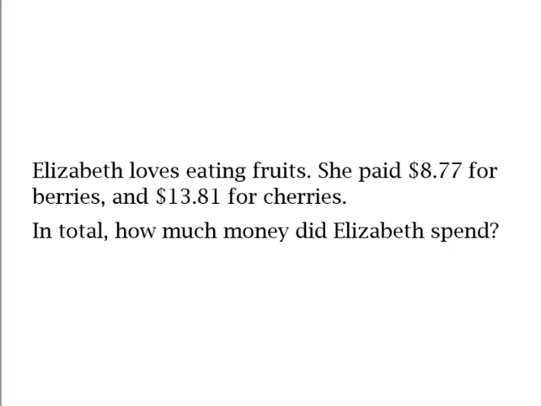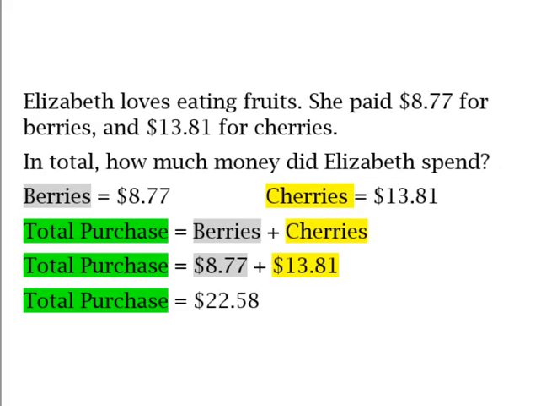Elizabeth loves eating fruits. Me too. She paid $8.77 for berries and $13.81 for cherries. In total, how much money did Elizabeth spend? Now think about, what do we need to do in order to solve this problem? If you said add the two values, you are correct.